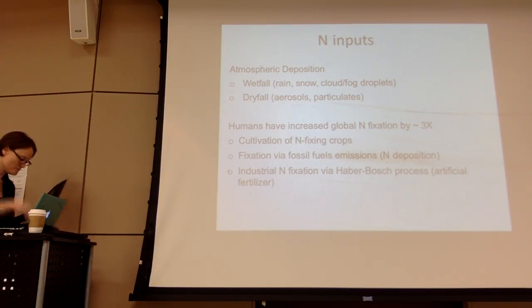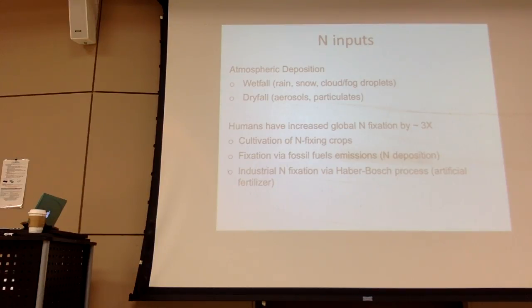We've got, y'all talked about atmospheric deposition, right? So we've got wet fall: rain, snow, fog, clouds. We've got dry fall, which is just like particulates, right? Aerosols. So atmosphere, there's a flux there. And how does atmospheric N2 get into plants and plant roots?